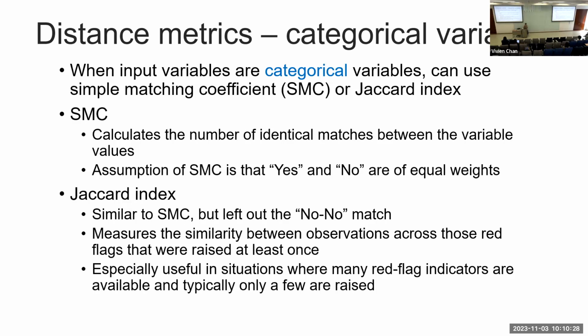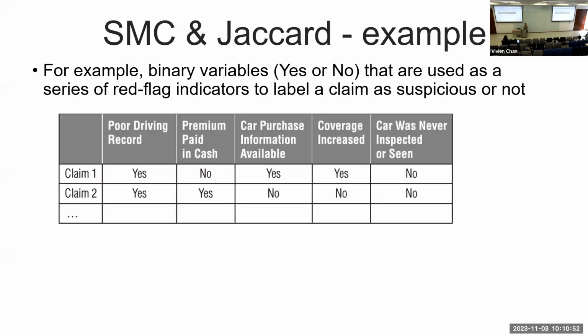For the simple matching coefficient, it will count all the yes-yes matches and all the no-no matches. However, for the Jaccard index, the main difference is it will not count the no-no matches. I'll give you an example in the next slide. In this example, all these are categorical variables with the value yes or no, and you are trying to measure the distance between these two claims.